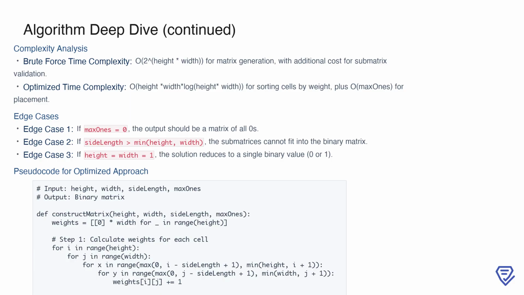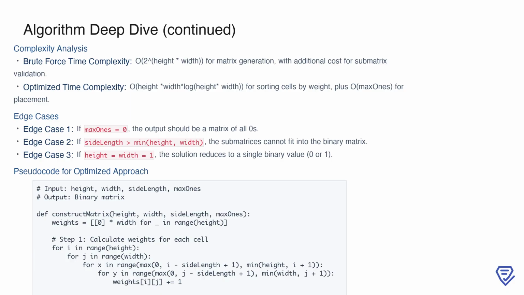The brute force solution has a time complexity of 2 to the power of height * width, which is prohibitively expensive for practical use. In contrast, the optimized approach has a significantly reduced complexity. Calculating weights for each cell and sorting them by priority takes height * width * log(height * width), while placing maxOnes ones adds an additional maxOnes. Together, this makes the optimized solution much more efficient.